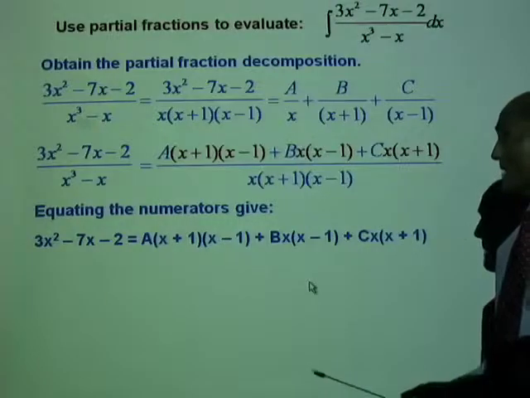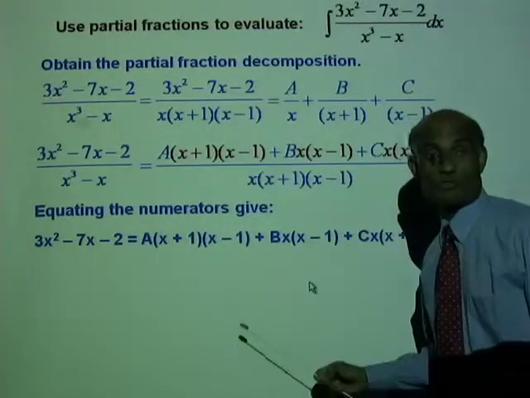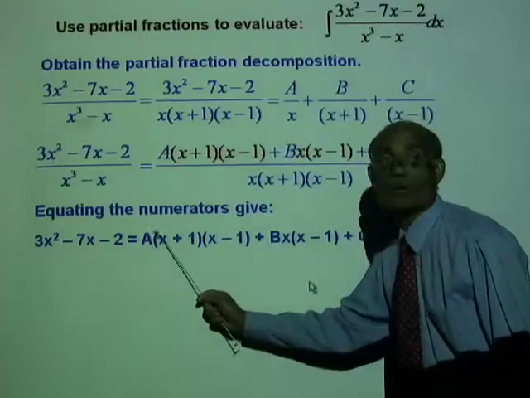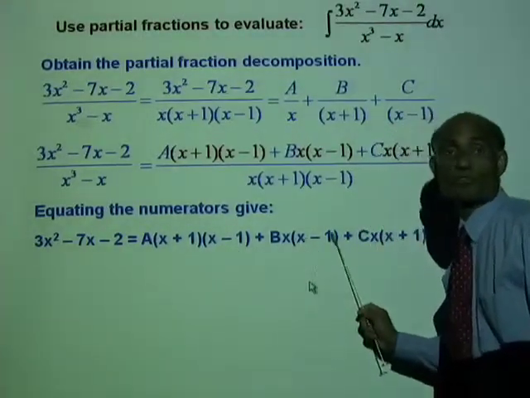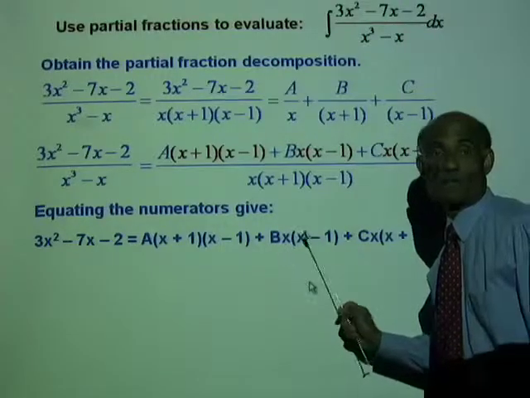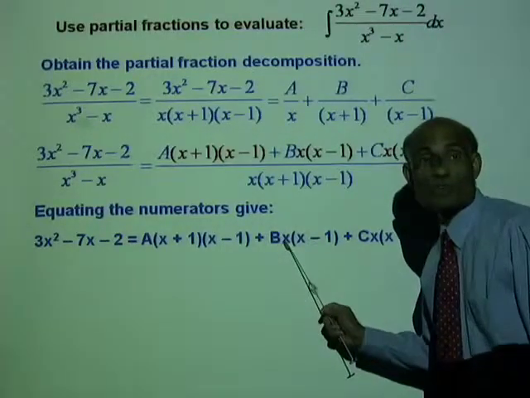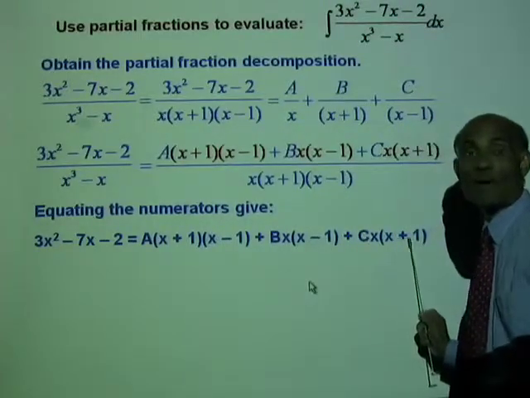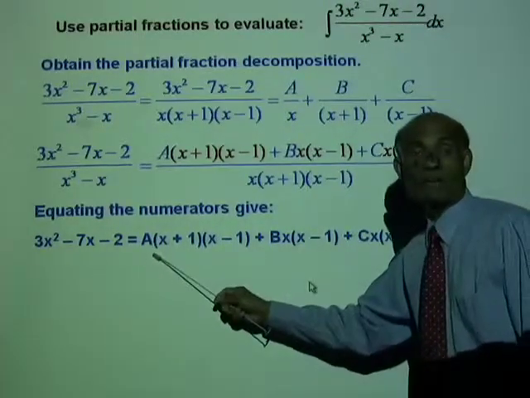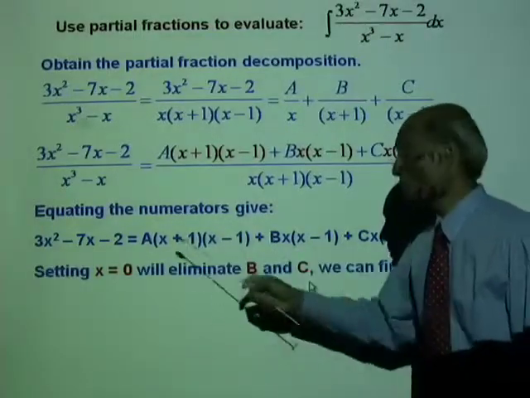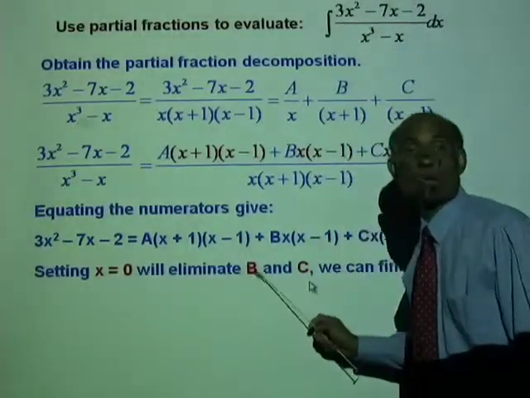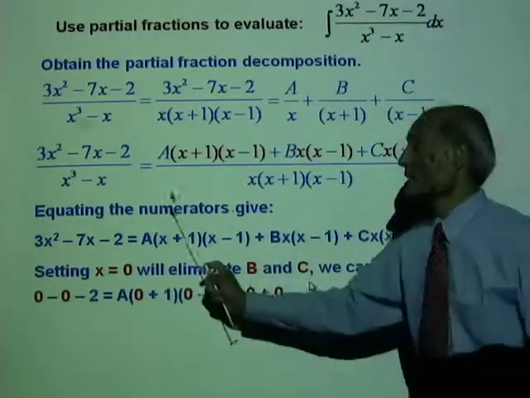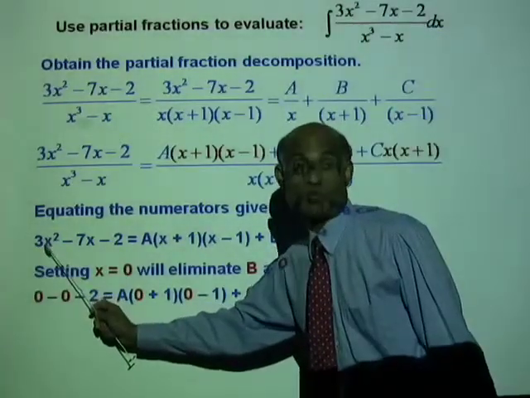Alright, what will that be? There are a couple of options. If you choose x equal to 1, this will go to 0 and this also will go to 0. Another option is if you choose x equal to 0. Look at that. X equal to 0 will reduce this to 0 and that to 0, and you can find a. That's the way to look for it. So let's set x equal to 0. That will eliminate b and c. We can find a. Let's do that. Set x equal to 0. That's the most convenient one.